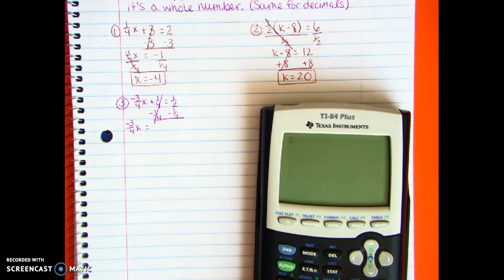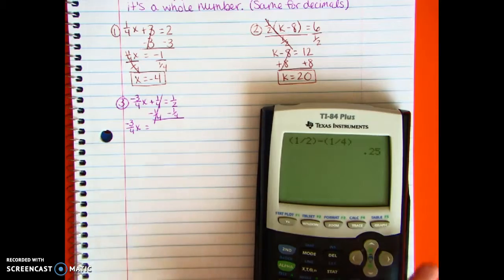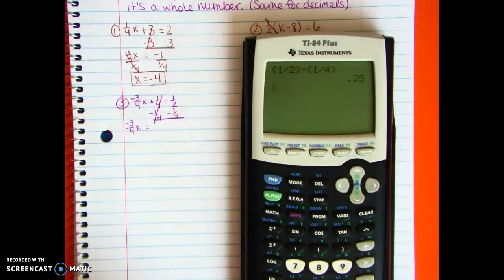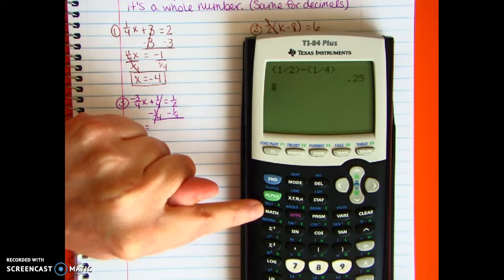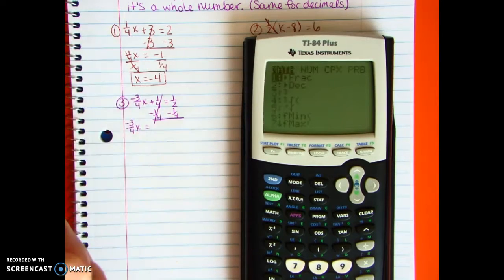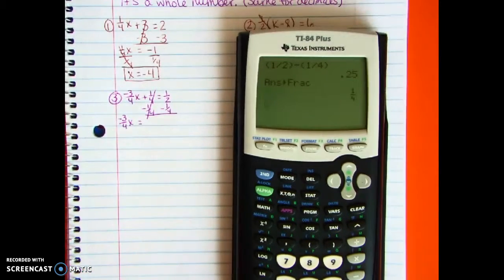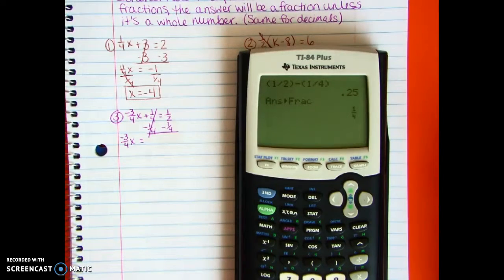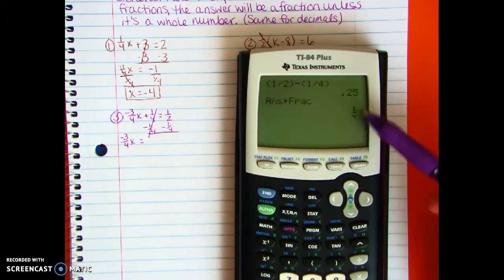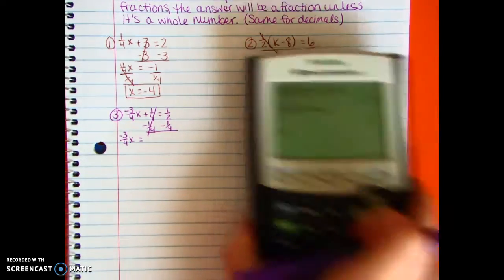Okay, for this one, I'm going to put 1/2 inside parentheses, minus, and then inside parentheses put 1 divided by 4. Okay, I get 0.25, and hopefully you know that that's 1/4, but if you don't, you need to hit this math button right here. So hit math, and then hit enter twice. So enter, enter. And there is the fraction form of it. It might look a little different on the TI-83 Plus. It might have the slash instead of the actual fraction. So this is 1/4.